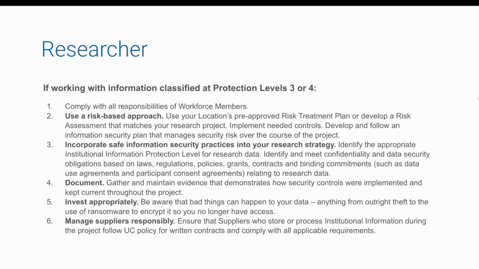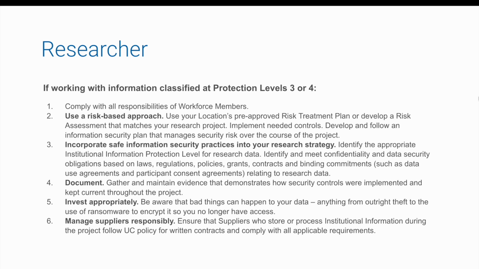3. Identify the appropriate institutional information protection level for data research. Identify and meet confidentiality and data security obligations based on laws, regulations, policies, grants, contracts, and binding commitments, such as data use agreements and participation consent agreements relating to research data. Number 4, document your process. Gather and maintain evidence that demonstrates how security controls were implemented and kept current throughout the project.